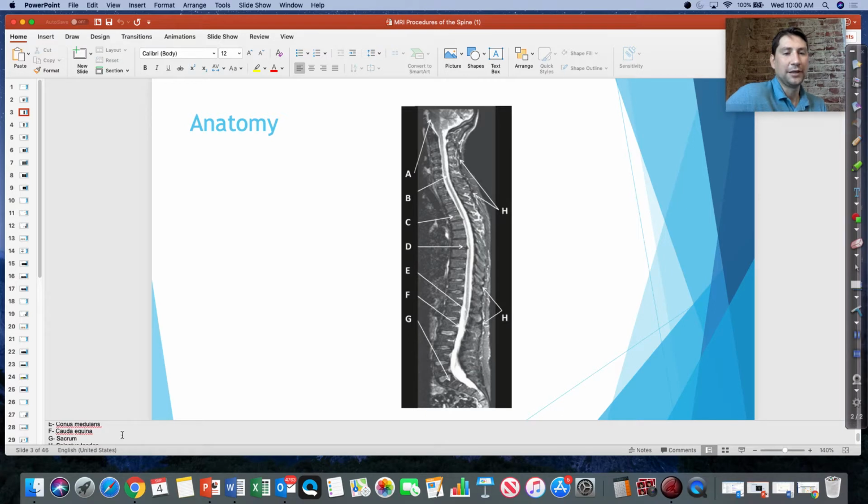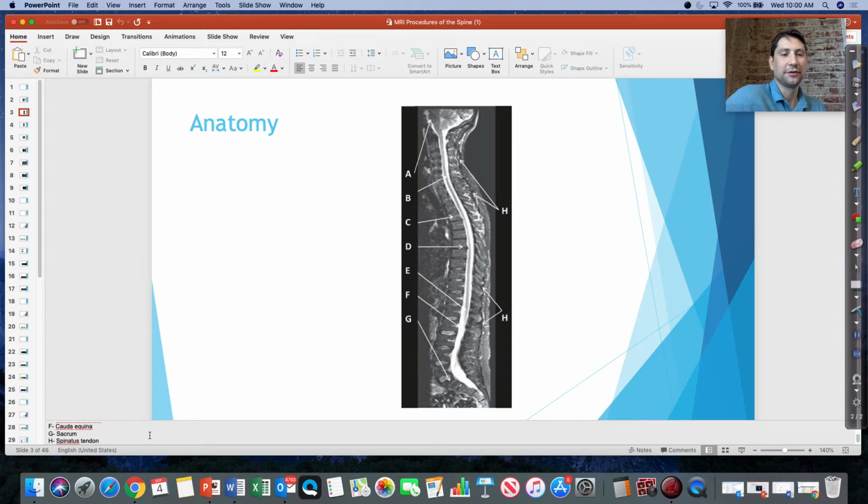E, we have the conus medullaris. That's where the spinal cord is ending. And that usually occurs at what level? 5, 4, 3, L2, L1, L2. And then it turns into the horsetail. And what's the name for the horsetail? Cauda equina. G is the sacrum.